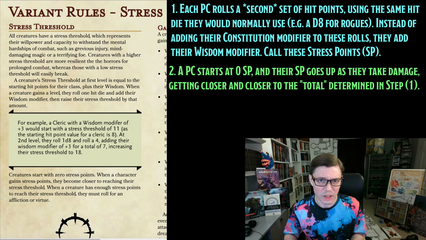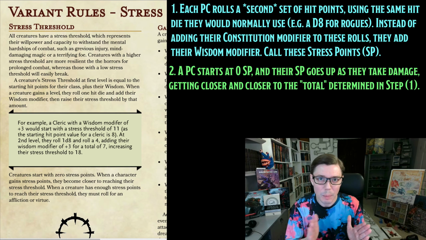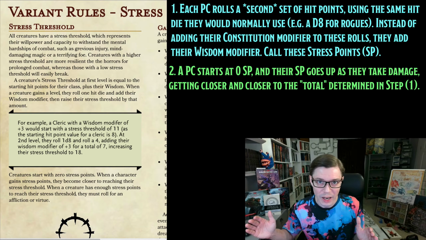A second feature of this system is that you start out at 0 stress, and as you take stress damage, you count up. Your stress points total, therefore, is a kind of limit that you're not supposed to reach. As to what happens when you reach that limit, we'll get to that.